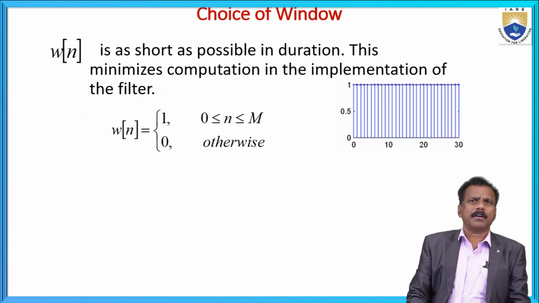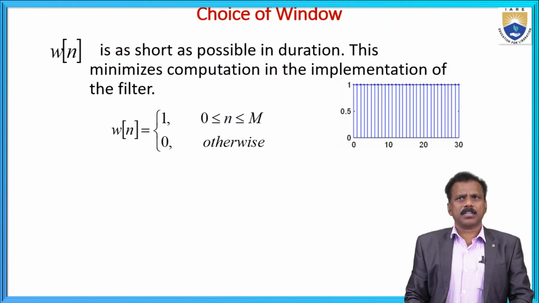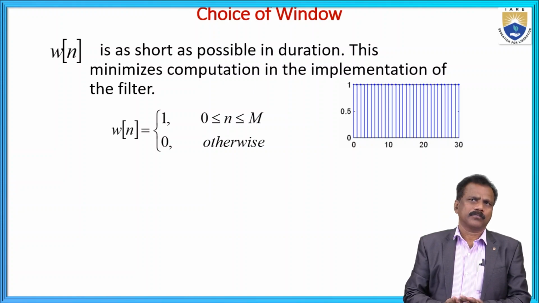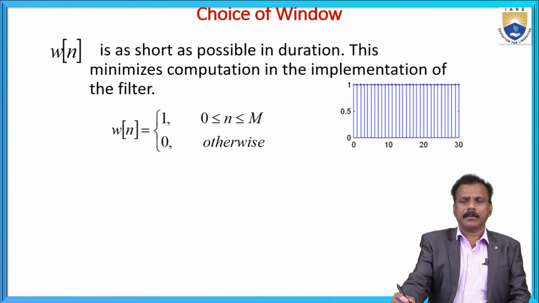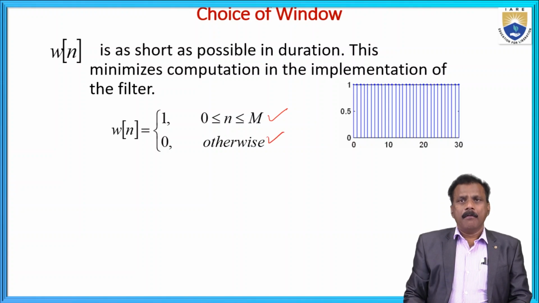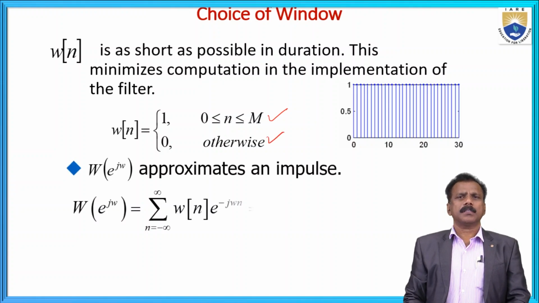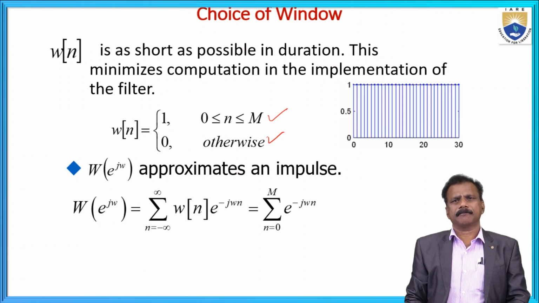We want w of n to be as short as possible in duration. This minimizes the computation in the implementation of the filter. We can consider that w of n is equal to 1 for 0 less than or equal to n less than or equal to capital M, and 0 otherwise. With this, W of e power j omega approximates an impulse.